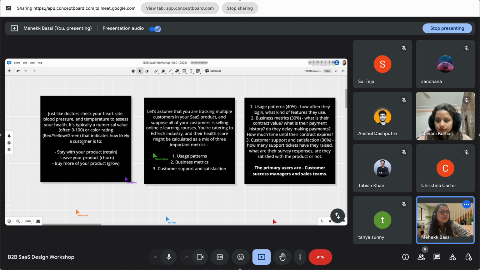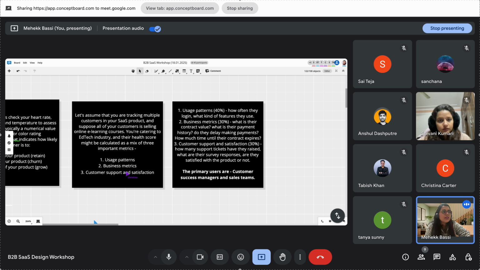In customer health, the three metrics that we measure are how long the customer wants to stay with your product, that is the retention rate; if the customers want to leave your product, that is the churning rate; and if they want to buy or subscribe longer to your product, that is the growth rate. Now let us assume that you are tracking multiple customers in your SaaS product, and all of them are selling online e-learning courses. You are catering to the edtech industry, and their health score might be calculated as a mix of three important metrics: usage patterns, business metrics, and customer support and satisfaction.